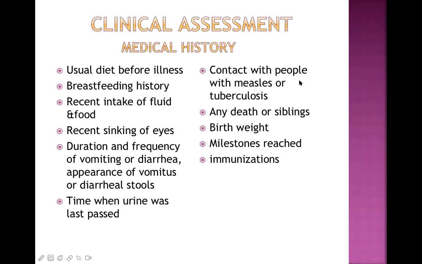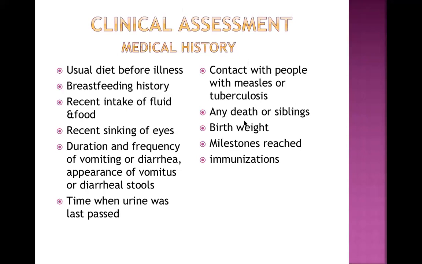Another question: was there any contact with people with measles or tuberculosis? Measles is a contagious disease caused by the measles virus, and tuberculosis, every student knows, is caused by Mycobacterium tuberculosis, a type of bacteria. Both are highly contagious illnesses. They can be transmitted from one person to another, and both of these can lead to malnutrition. So we need to ask this question all the time.